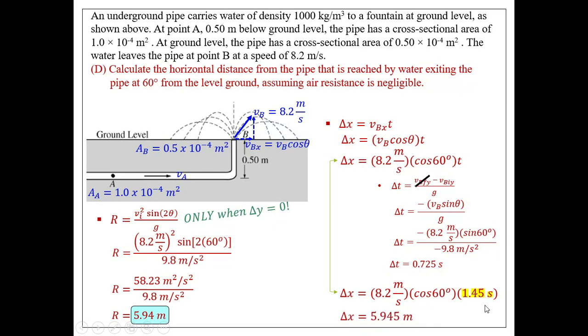And if you simplify this on your calculator, as you can see, you'll get the same value as you would using the range equation. Okay, so it'd be about 5.9 or 6 meters horizontally.